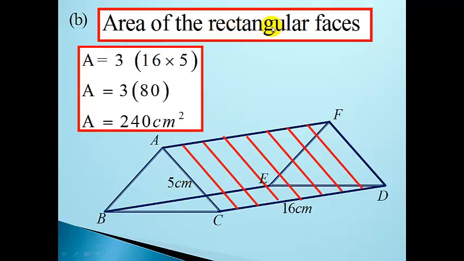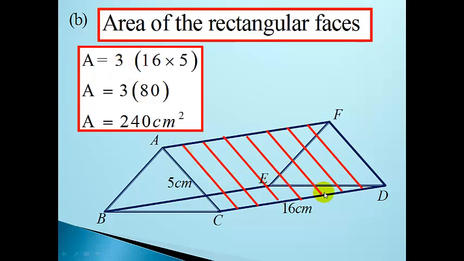Now the area of the rectangular faces. The rectangular faces are also 3. So how do you find the area of a rectangle? It's length times breadth. That is 16, the length of the rectangle, times the breadth, that is 5. That's how come we have 16 times 5. Why are we multiplying the answer by 3? It is because the rectangular faces are 3.